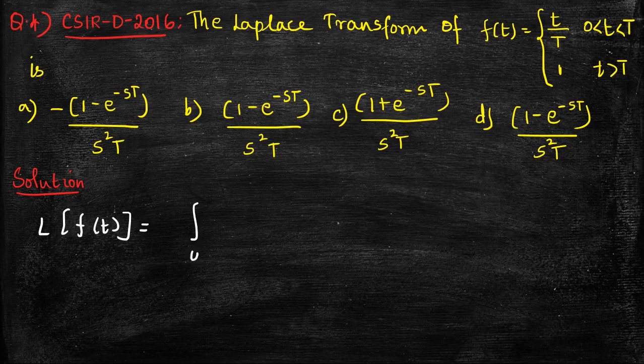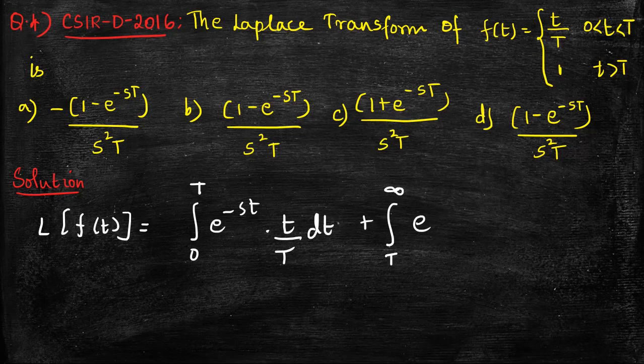So from 0 to T, my function will be e power minus st, t divided by T dt, and from T to infinity, it will be e power minus st into 1 into dt. So this is just a normal integration. So this is a constant.